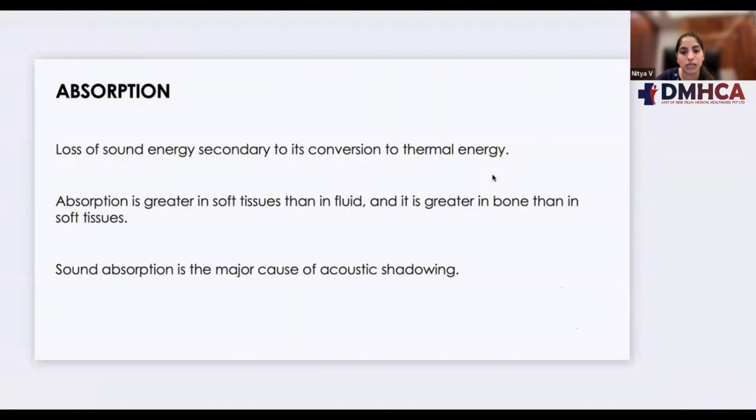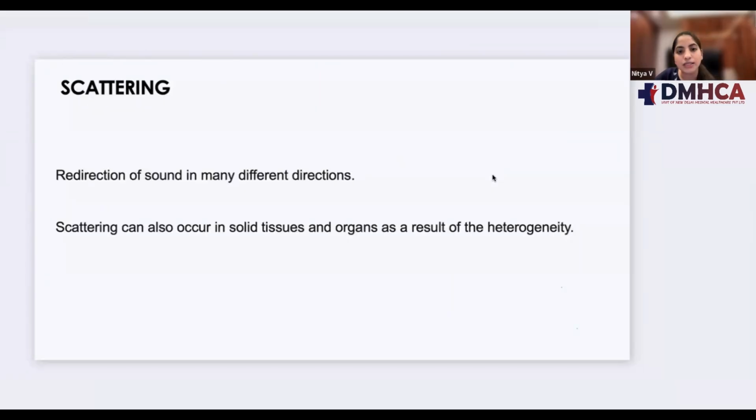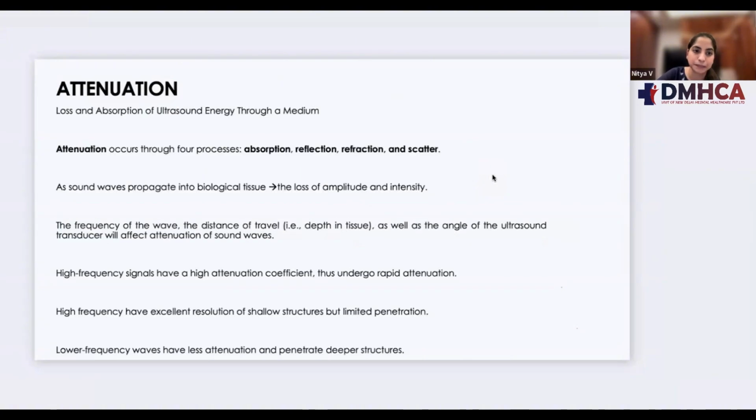For example, stones, renal stones, gallstones, or any bony structures, bones, ribs, absorb the sound more, so they cause more acoustic shadowing. Then there is scattering of sound, which is the redirection of sound in many directions, and scattering can also occur in solid tissue or in an organ because of heterogeneity. So attenuation is the clubbing of all these factors: absorption, reflection, refraction, and scattering. It basically means the loss and absorption of sound energy through a medium.